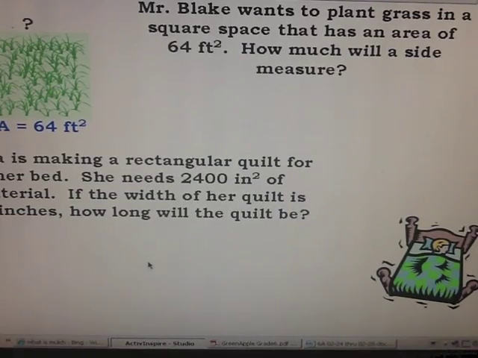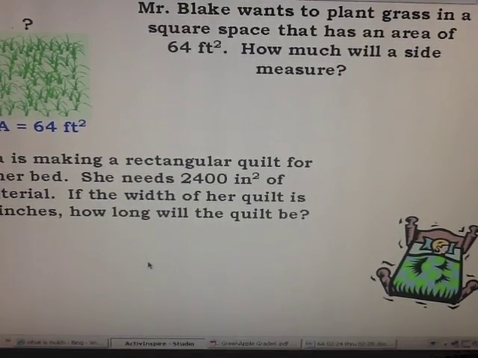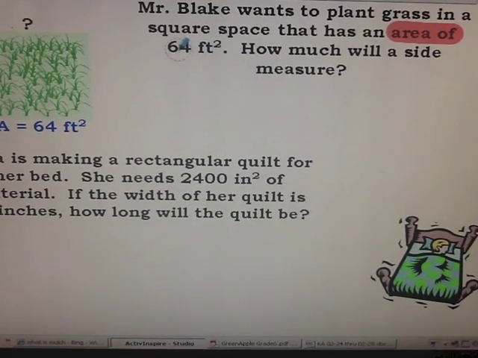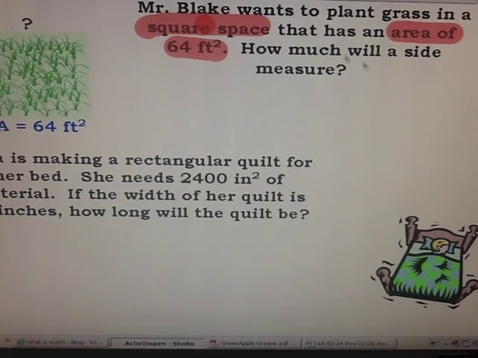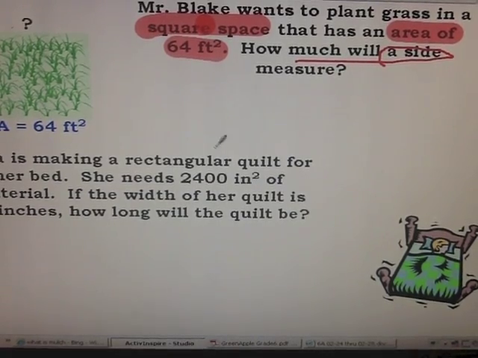Mr. Blake wants to plant grass in a square space that has an area of 64 feet squared. How much will a side measure? Okay, let's take a look at what we're being told. We're being told that it has an area of 64 square feet and that it is a square space. And what is it that we want to find? How much is a side? How much will a side measure?